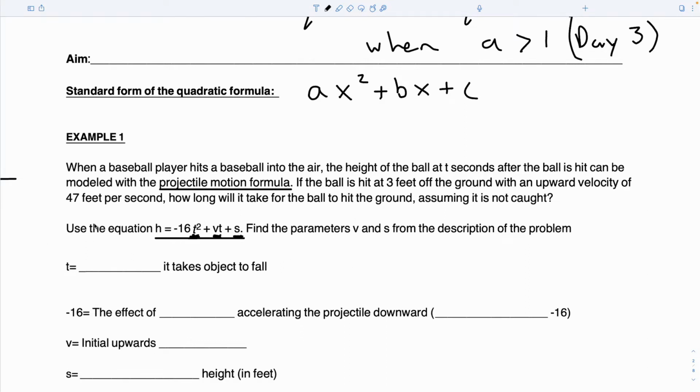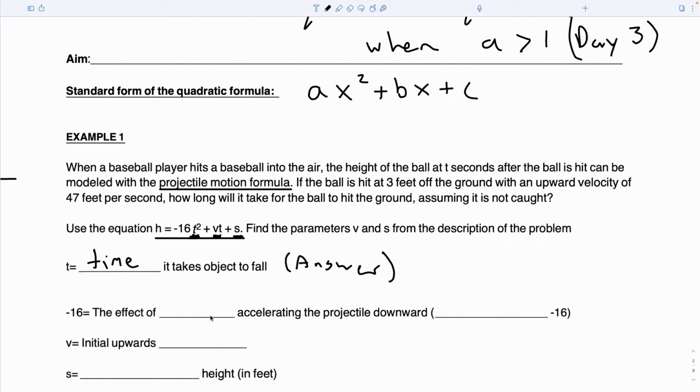So the t, what does that stand for? It's the time that it takes for the object to fall. And this is our answer. This is what we're looking for. So t is your answer. It's the time it takes the object to fall.